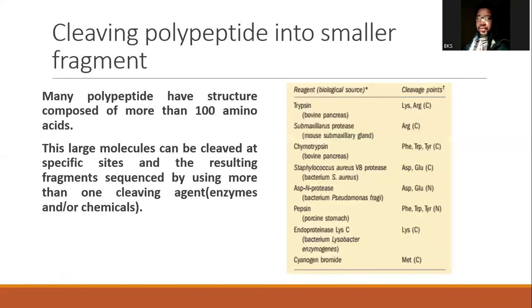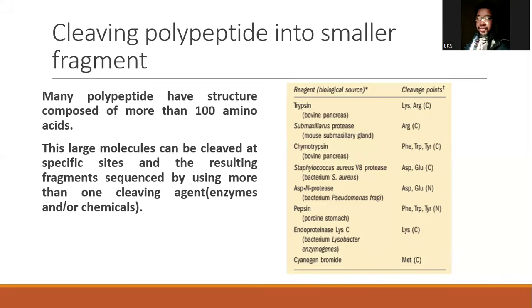Now, after breaking the disulfide bridge, the next thing is you can create several fragments. How do you create several fragments? We know that Edman degradation cannot sequence a large peptide. So if it cannot sequence a large peptide sequence, then you break it into smaller fragments. How do you break it into smaller peptide fragments? Using a number of chemicals or enzymes.